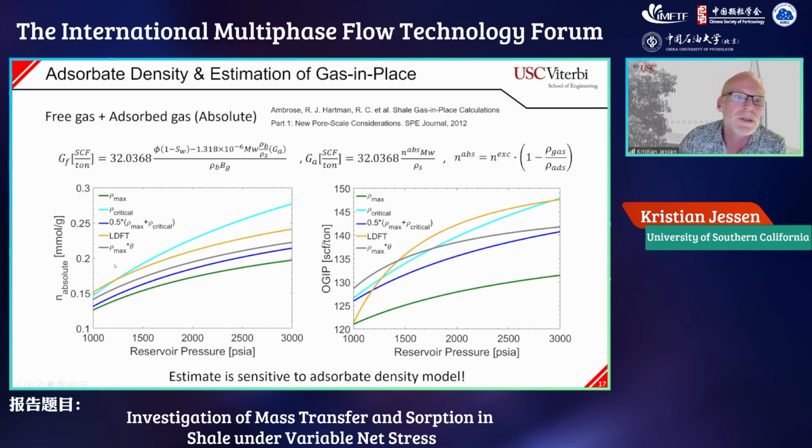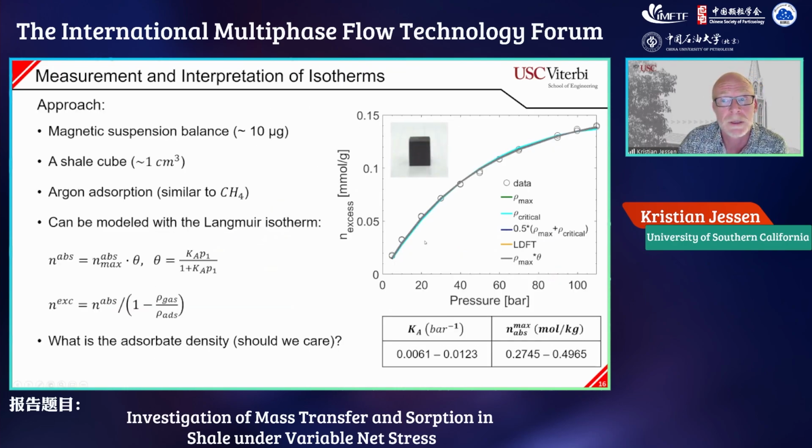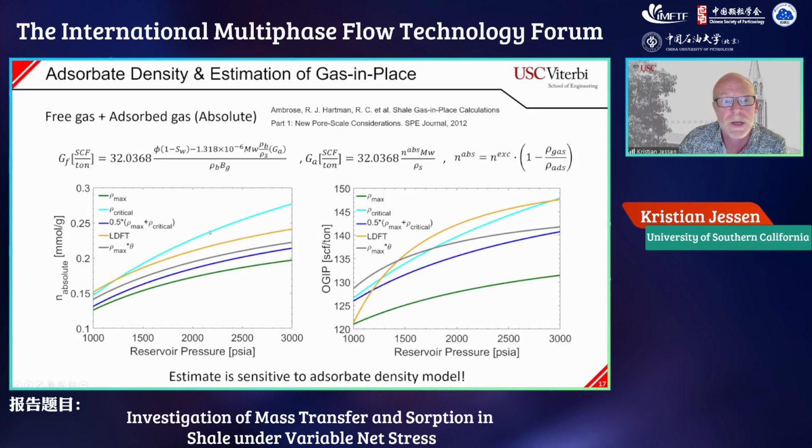Now, if I use these different density models, I get a different isotherm in terms of the absolute, although they all agree on what the excess adsorption is, like I showed you on the previous slide. They all agree here on the data. But then when I calculate the absolute adsorption, I see a good spread here, particularly at higher pressure. And when it comes to estimation of original gas in place, here in SCF per ton, we see a good variation in terms of the outcome, depending on how I choose to describe the adsorbed phase. So we have to be a little bit careful there, and there's a lot of good work that still needs to be done for us to better understand what the adsorbed phase density is as we model these type of systems.